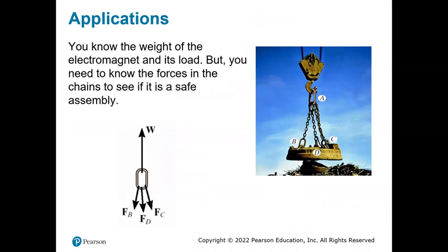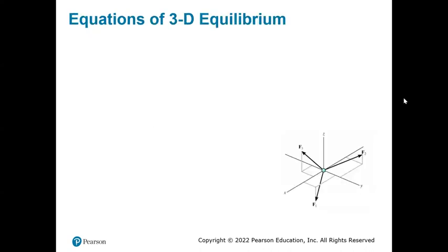Now the application. Most of the problems in our world are going to be 3D. If you look at a system as shown here, with the weight of the electromagnet and its load, we need to know what forces are acting on this chain so that the assembly can be in equilibrium, so there's no damage and it's safe to take the objects, right? So we need to know the forces acting in B, C, D. What are the forces? Let's look into the equations of 3D equilibrium.